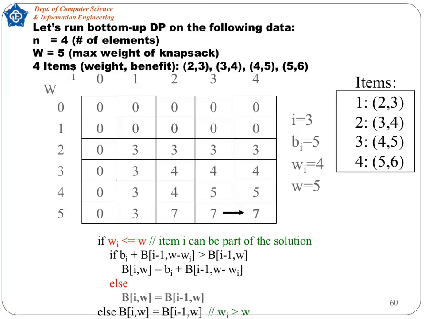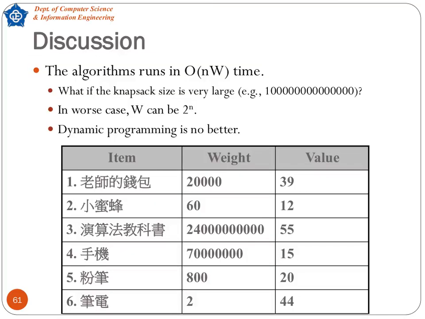Building on our previous example, let's talk about runtime. The classic 0-1 knapsack algorithm runs in O(nW) time, where W is the capacity. If W itself is enormous, say 10 to the power of 15, then the running time becomes completely impractical. In fact, in the worst case, W can grow as 2^n, so even dynamic programming ends up taking exponential time. The table on this slide drives the point home.